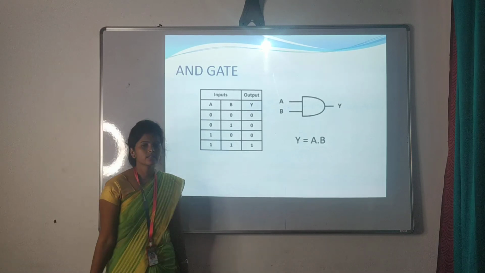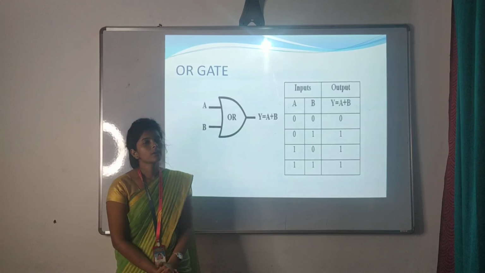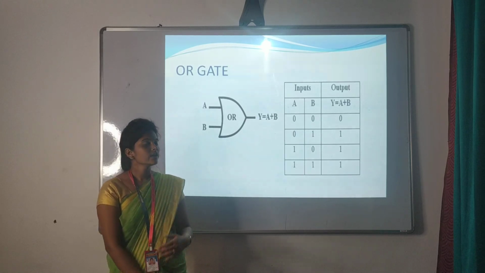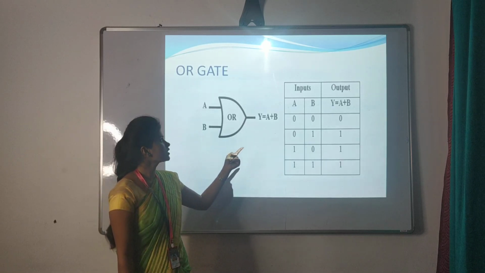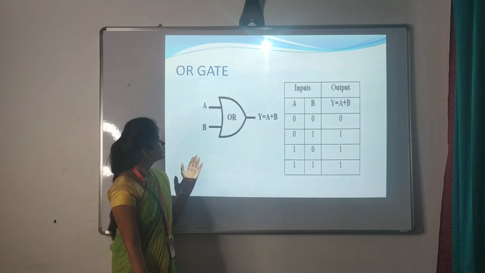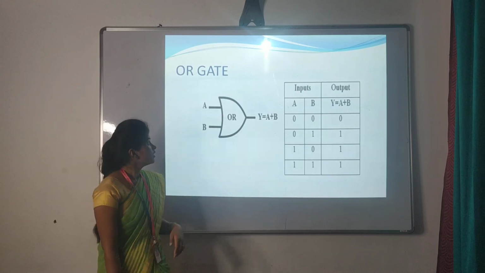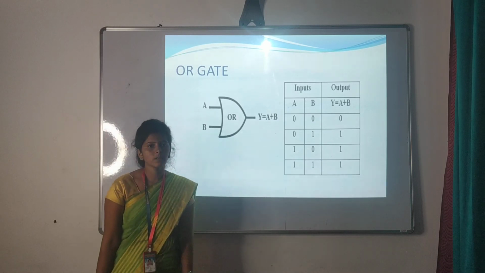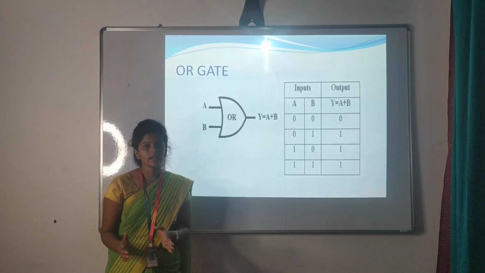Then the second one is the OR gate. The OR gate is also a logic gate. It performs logical addition on its inputs. Here we can see the logical symbol, the Boolean equation and the truth table of the OR gate. In the logical symbol, A and B are the inputs and Y is the output. The Boolean equation of the OR gate is Y = A + B. That means the output is equal to the addition of both inputs, A and B.